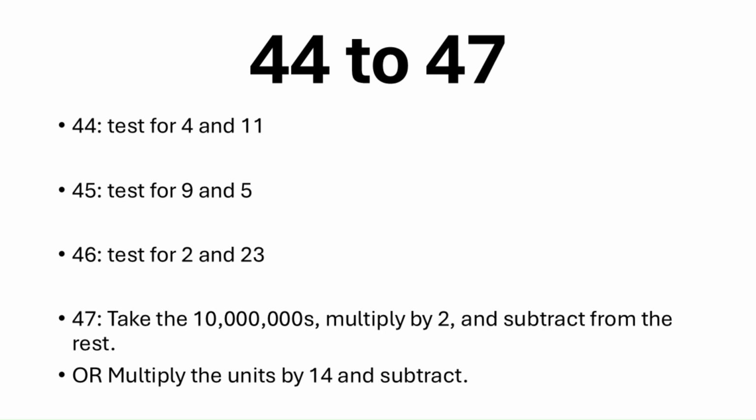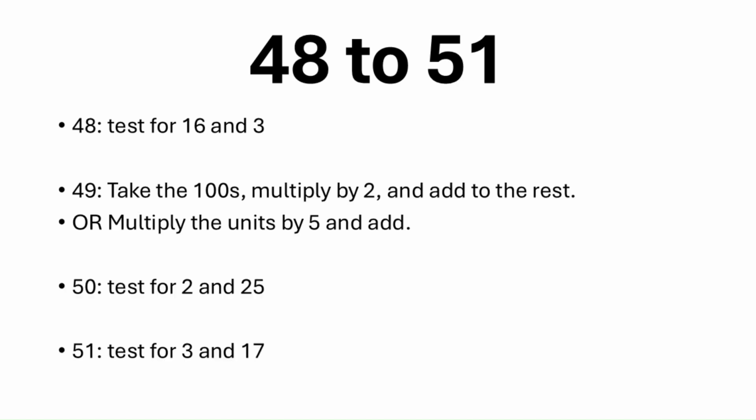44. Test for 4 and 11. 45. Test for 9 and 5. 46. Test for 2 and 23. 47. Take the 10 millions, multiply by 2, and subtract from the rest. Or multiply the units by 14 and subtract. 48. Test for 16 and 3. 49. Take the 100s, multiply by 2, and add to the rest. Or multiply the units by 5 and add.